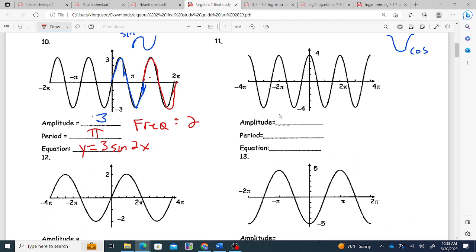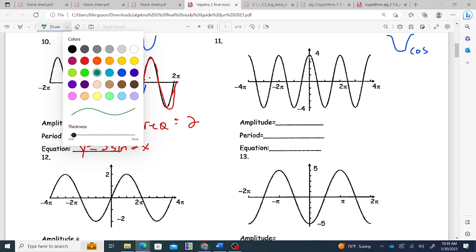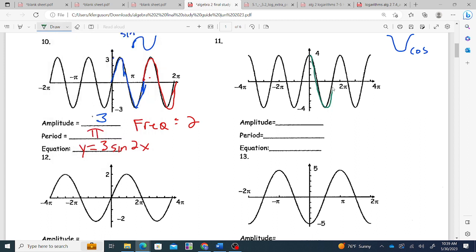The period for which one? For 11? Yes, it's 2 pi. You want to look at how many wavelengths you have between 0 and 2 pi. In this case, I've got one wavelength between 0 and 2 pi, so the frequency is 1. I say cycles, you're saying wavelength, it means the same thing. So the frequency is 1.